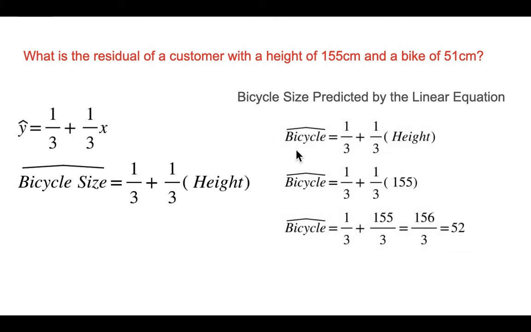And here we go. Here's our original equation. Predicted bicycle size equals 1/3 plus 1/3 times the height. And wherever I saw height, I plugged in the person's height of 155 centimeters. When I multiply 1/3 times 155, it just becomes 155 over 3. If I have 1 over 3 and I add to that 155 over 3, that gives me 156 over 3, or 52. Well, what is this number? This is the predicted value of a bicycle frame size for a person who is 155 centimeters tall.